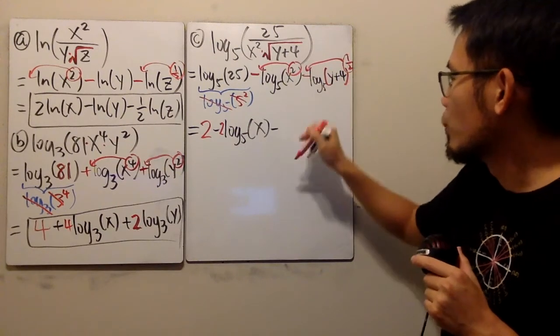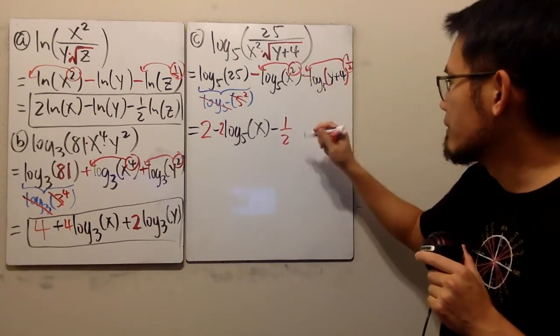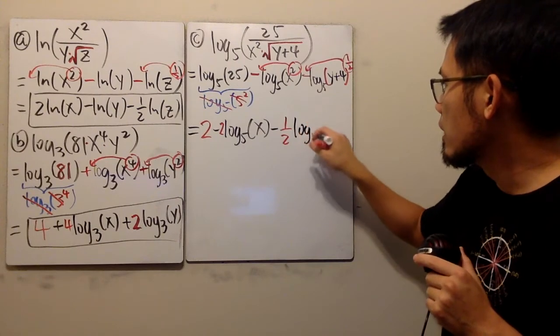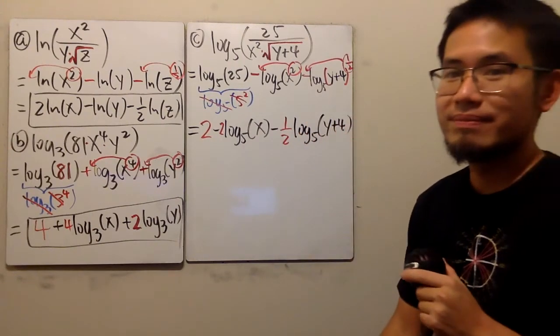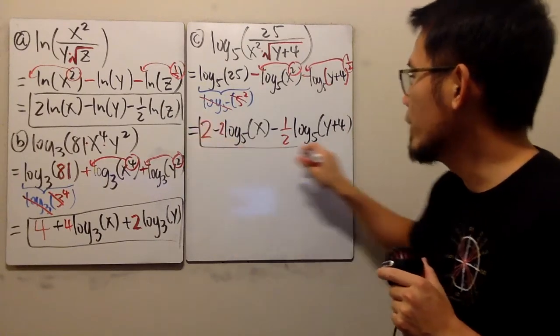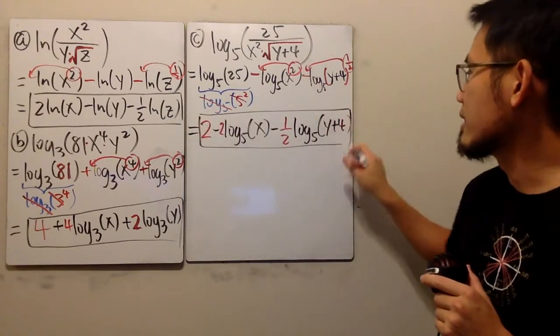Anyway, for this part, we'll put the 1/2 to the front, and then we have the log base 5 of y plus 4, like this. Yeah, and with that, we are done.